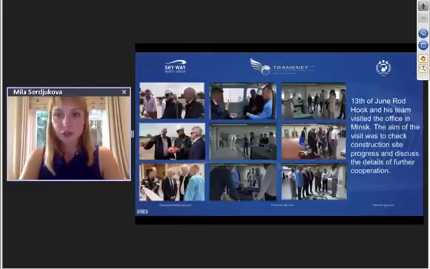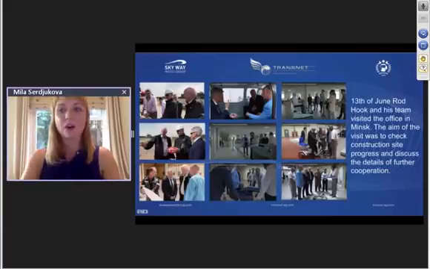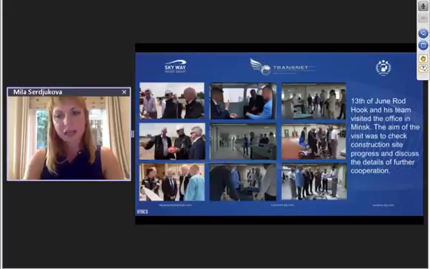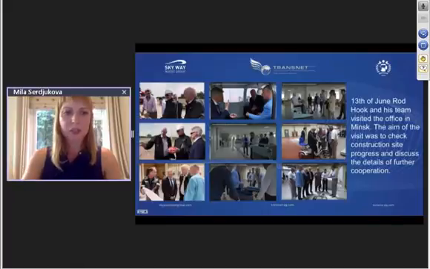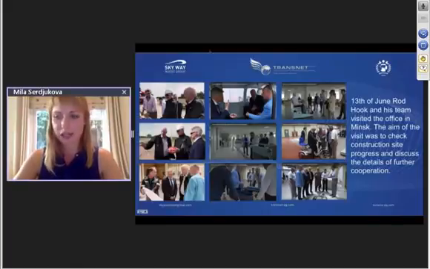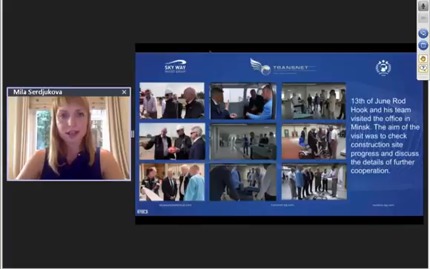Also, on the 13th of June, Rod Hook and his team visited the office in Minsk. I think it was the third visit so far, and the aim of this visit was to check on the construction site, check on the progress, and also discuss the details of further cooperation. As you know, we actually have a contract signed with Australia for a project which will connect university campuses, and this is a real contract, so they don't need to wait until Eco Park is complete. They were ready to start work already now.